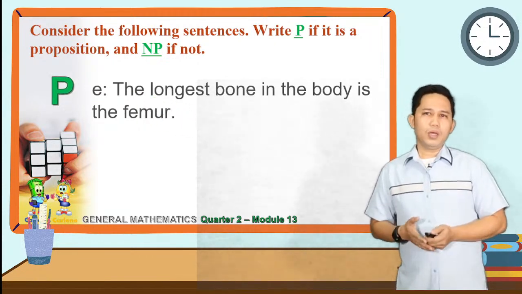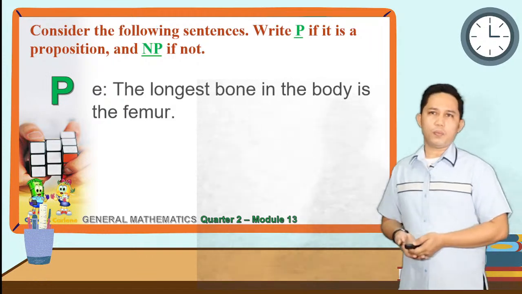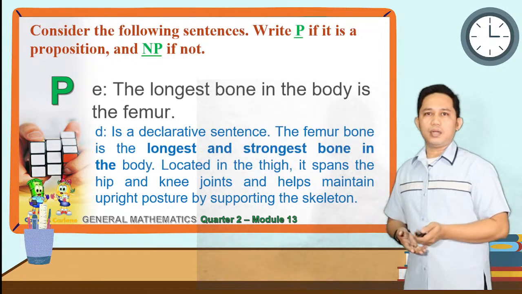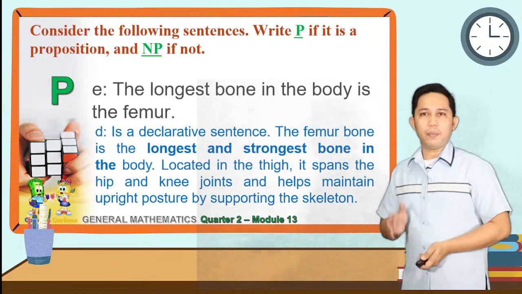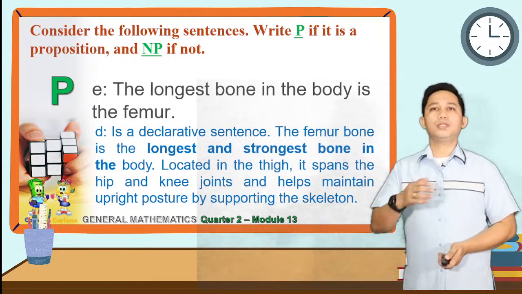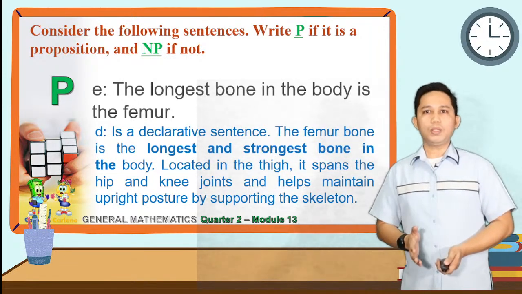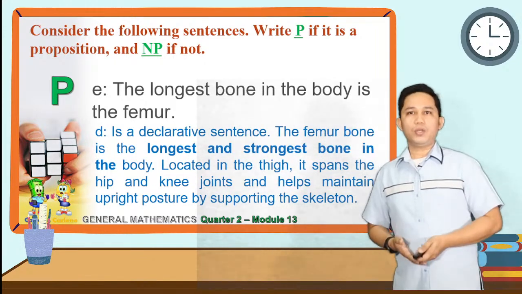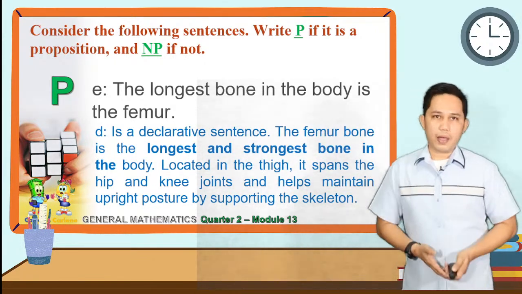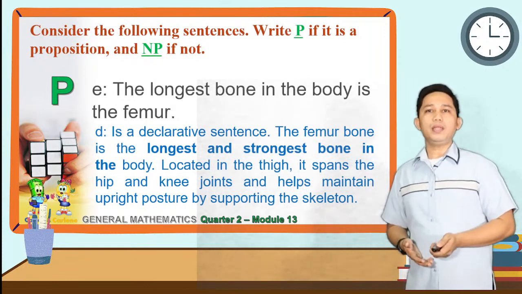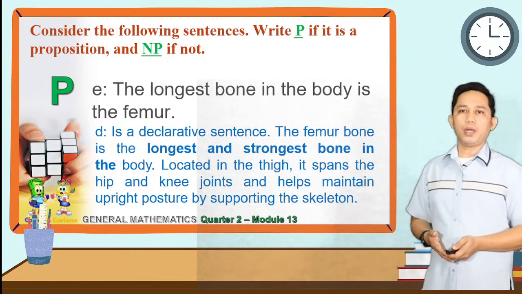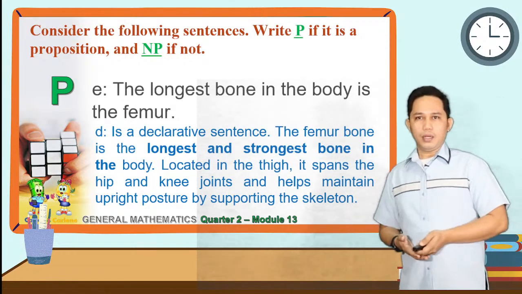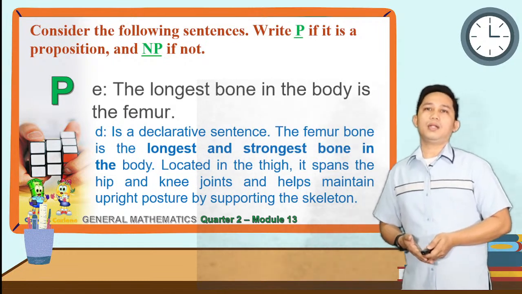Now, illustrate the truth value of this proposition. It is a declarative sentence, and based on what you have learned in your science subject, the femur bone is the longest and strongest bone in the body, which is located in the thigh. It spans the hip and knee joints and helps maintain upright posture by supporting the skeleton. Okay, so are you getting in with our lesson, class?